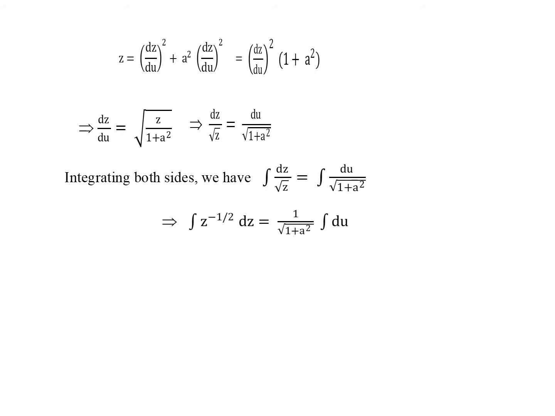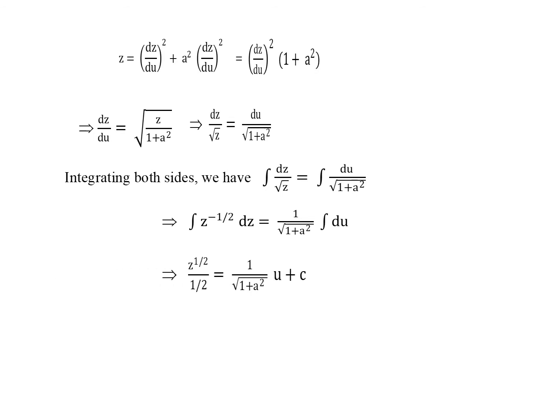Considering the first term, that is dz by root z, as we all know, root z is z power half, and taking it to the numerator, we have z power minus half dz, which is equal to 1 by root of 1 plus a squared, a constant. So let us take that out, and we just have integral du.